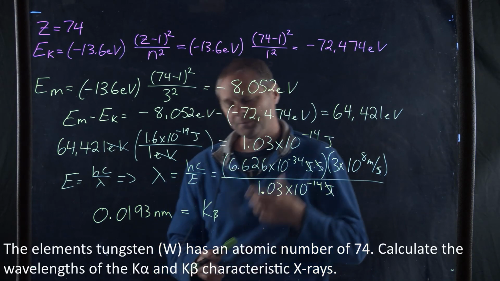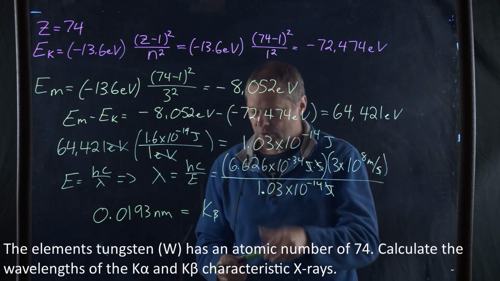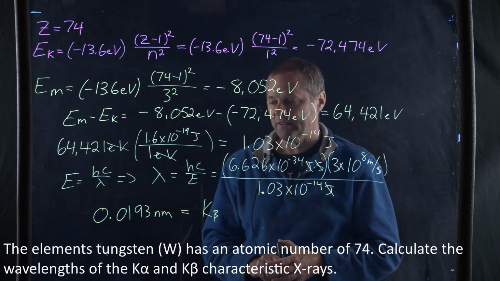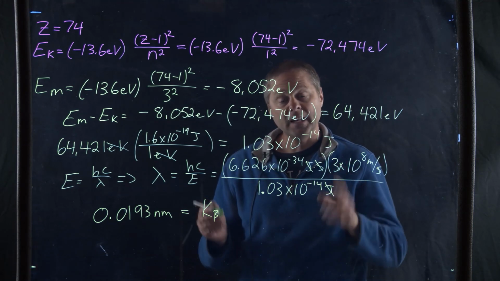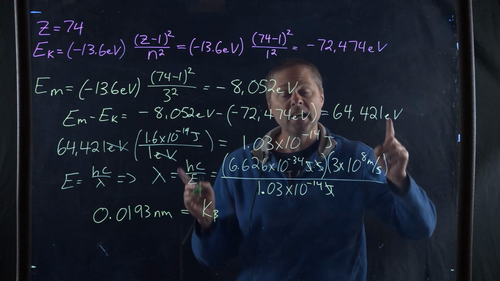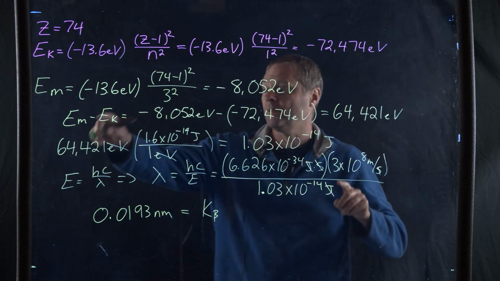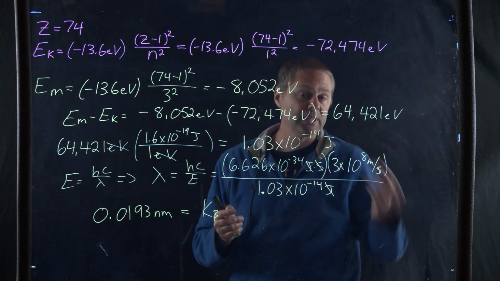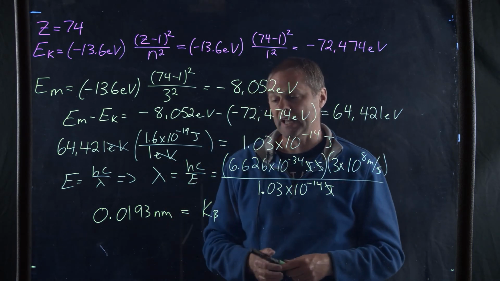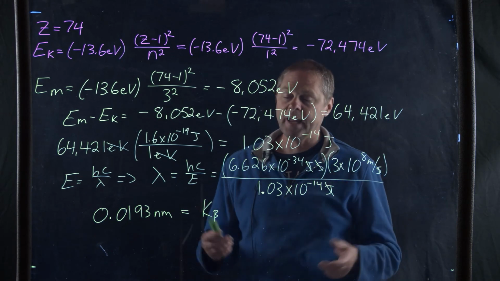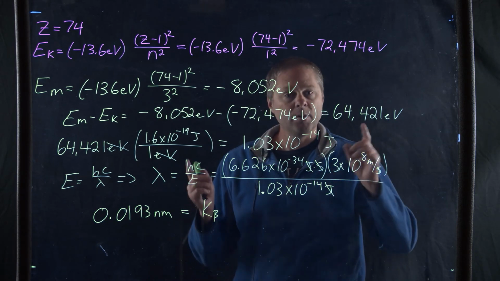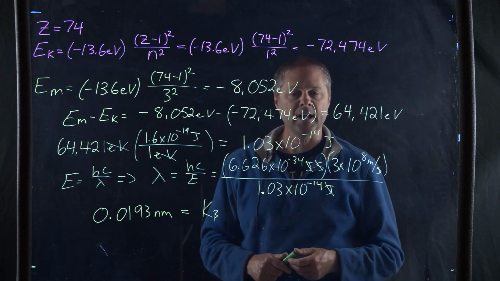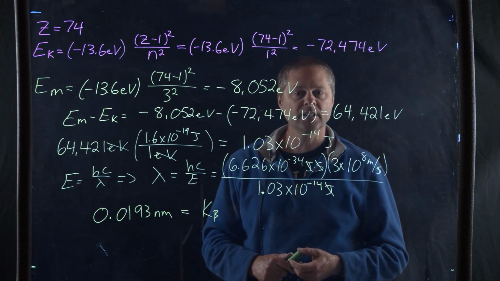Now, if you remember, this wavelength is a little bit smaller than the wavelength of the K alpha line. That's because for the K beta line, going from the third orbital to the first is a bigger jump than going from the second to the first, which is what we saw with the K alpha line. So the K beta line is more energetic because you're going from the third all the way down to the first in the tungsten atom. If you have any questions on this, please let me know.